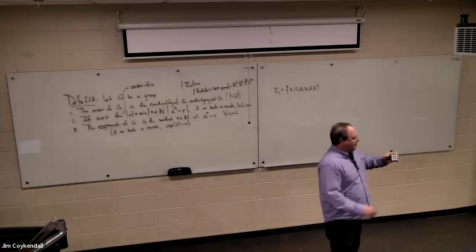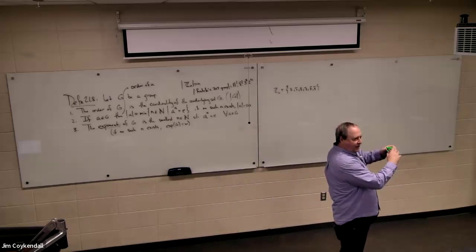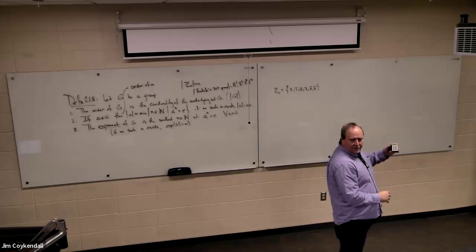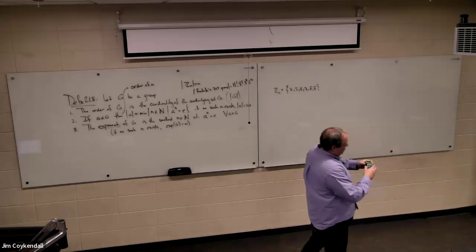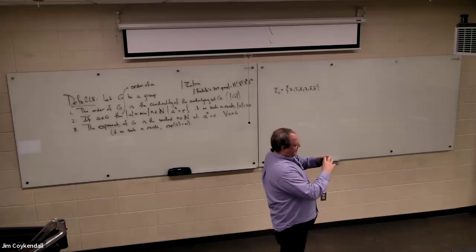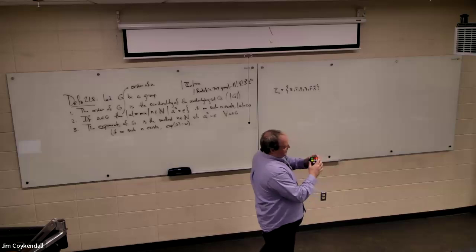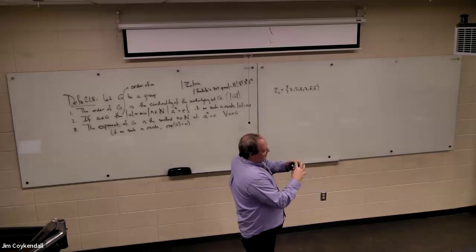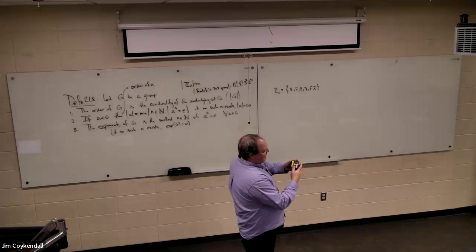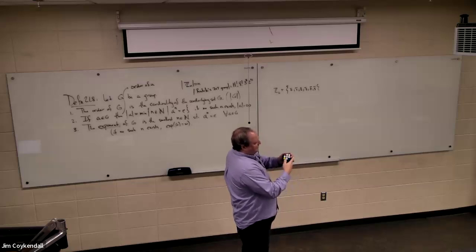How about this? What's the order of this element? Call this X. 4. Good. 2, 3, 4. Do I agree with that? That's kind of silly. What about this element, XY? Let me ask you this. How do I ever know that this is ever coming back to the identity? How many of you think that this ever will come back to the identity? It will? What makes you think that?